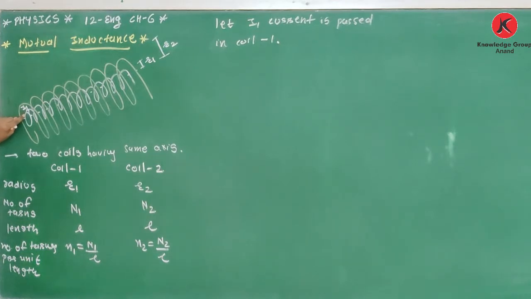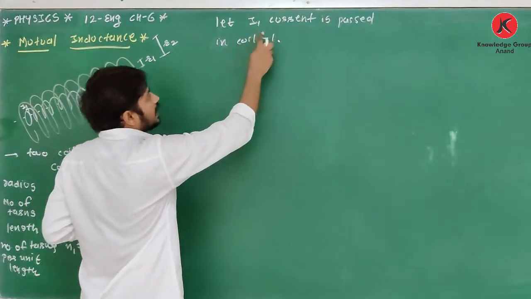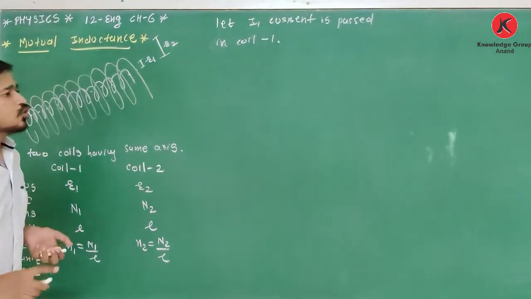So in coil 1, magnetic field is produced. That magnetic field is linked with coil 2. So in coil 2, there is some flux. Yes or no? Yes. Okay. Let I1 current is passed in coil 1.